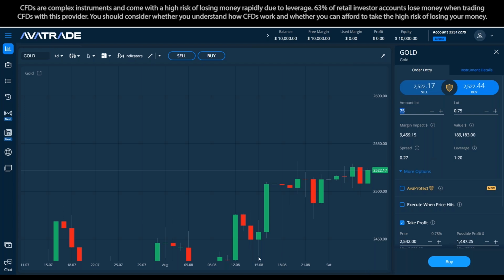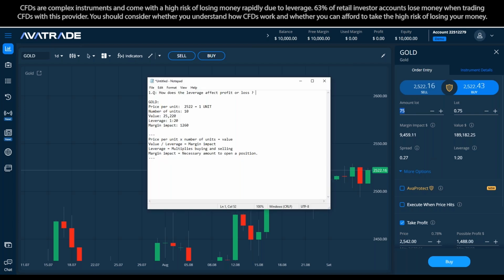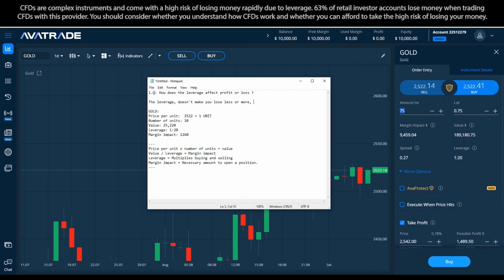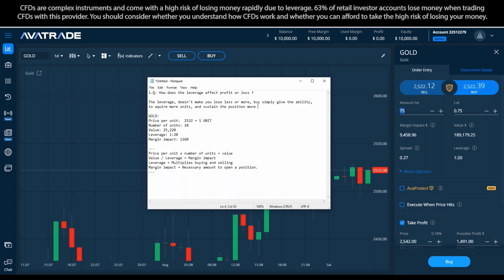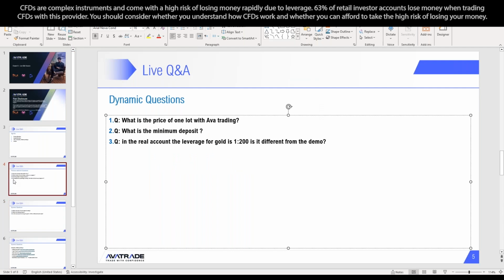That's how it affects. So what I'm going to put down here is: the leverage doesn't make you lose less or more, but simply gives the ability to acquire more units and sustain the position more efficiently. Right? Now let's take that and put it in the answers.